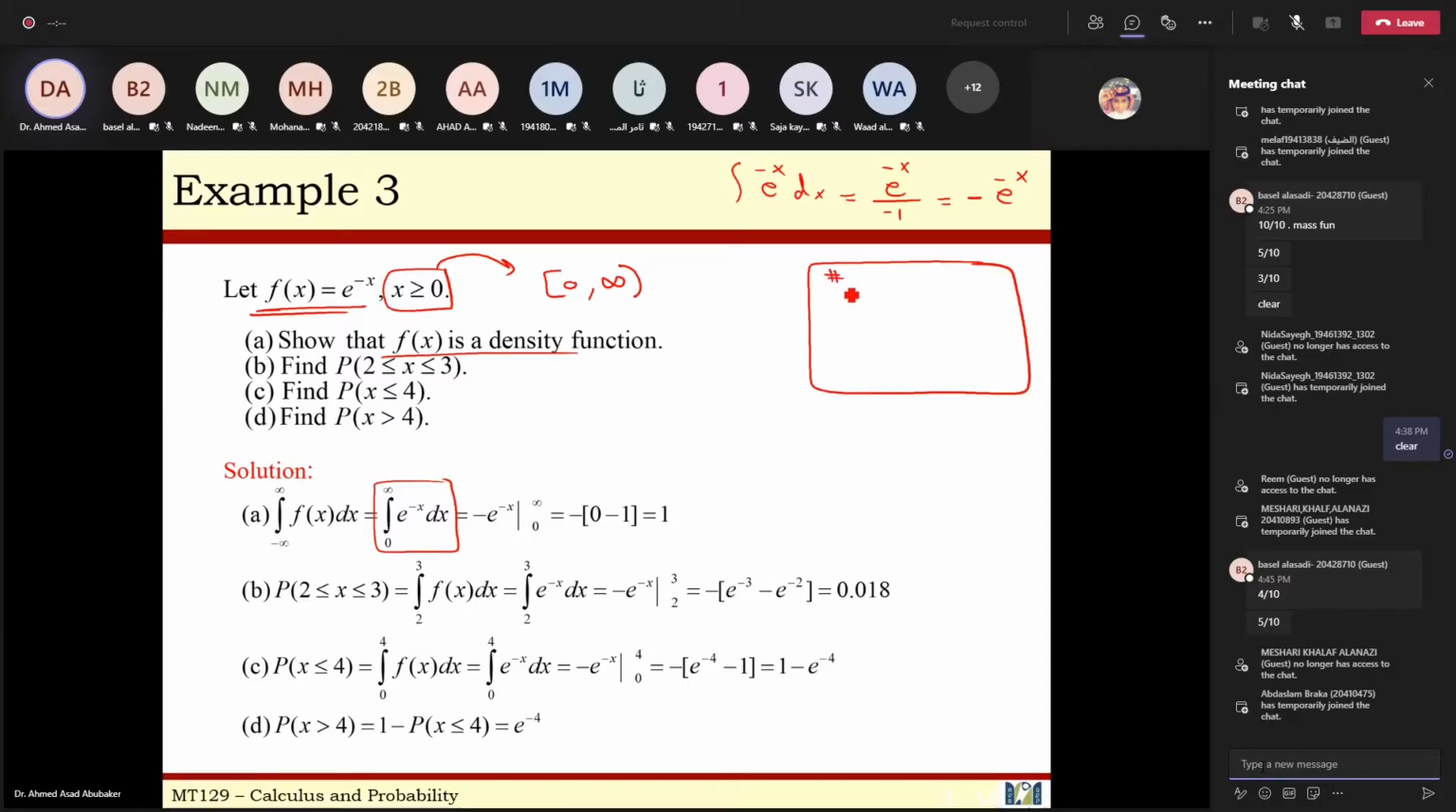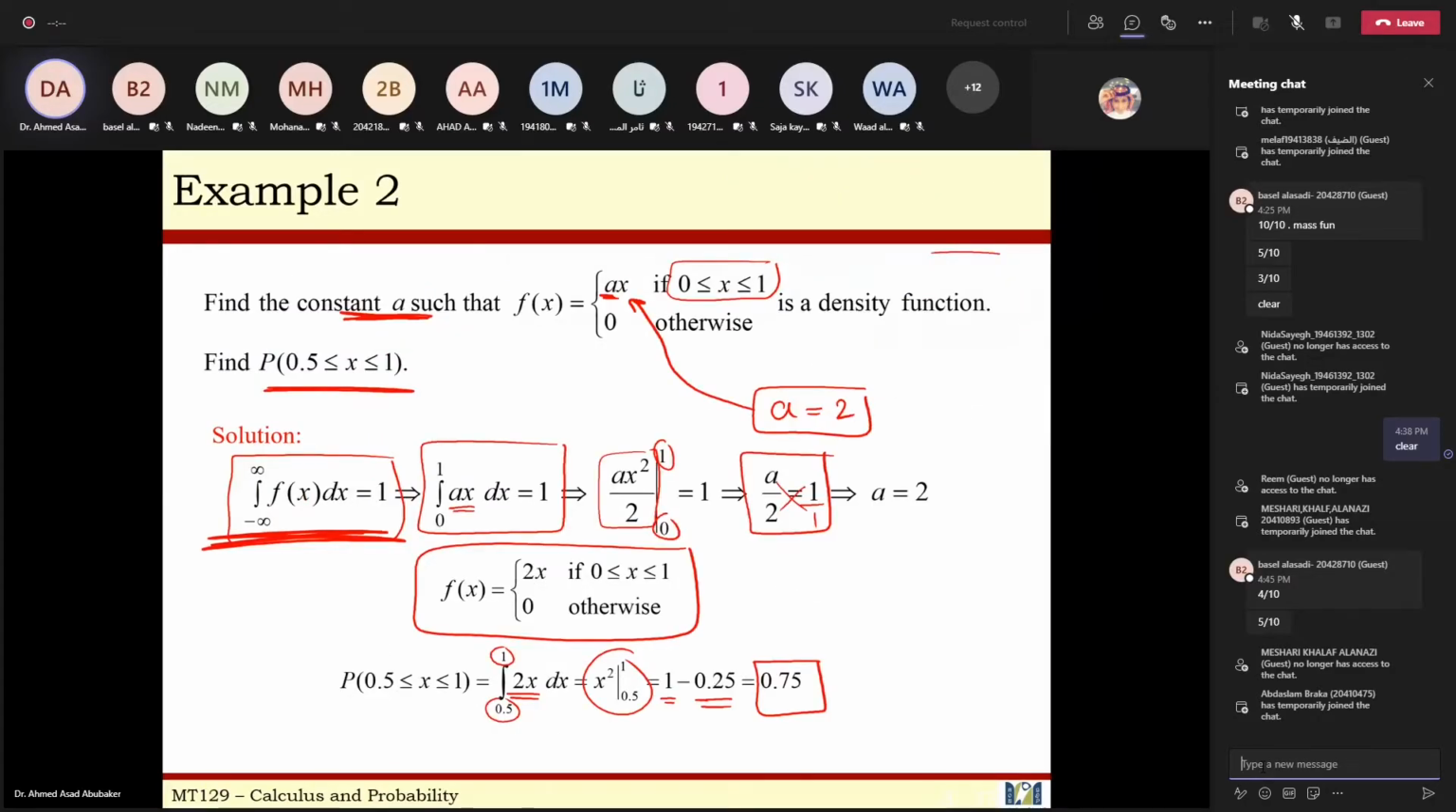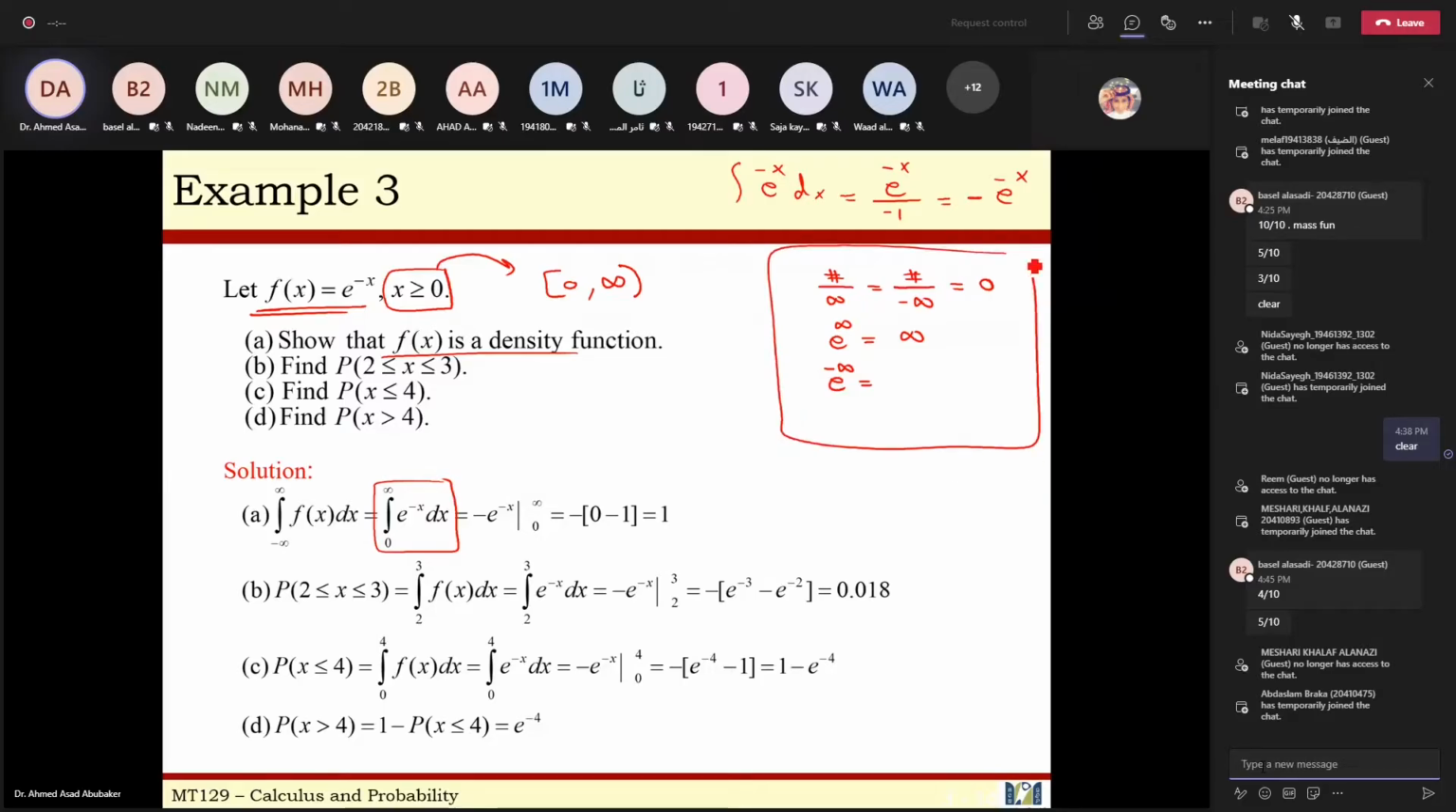Any number over infinity or any number over negative infinity must be equal to what? 0. Okay, now e to the power infinity, this is what? Equal to infinity. But e to the power negative infinity, this is equal to 1 over e to the infinity, which is 1 over infinity, so we have 0. e to the power negative infinity is 0, because this is 1 over infinity.